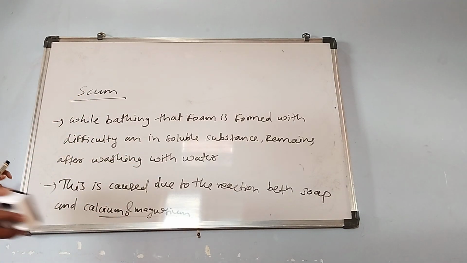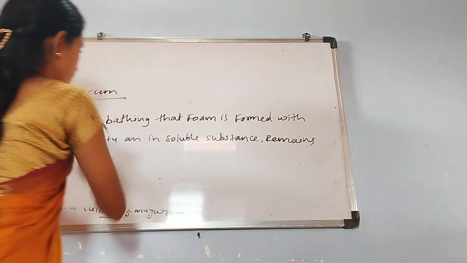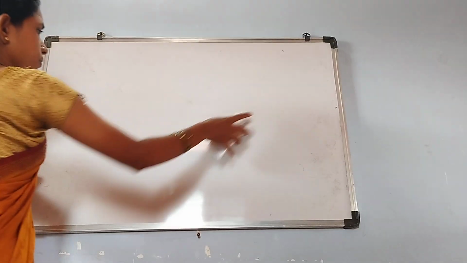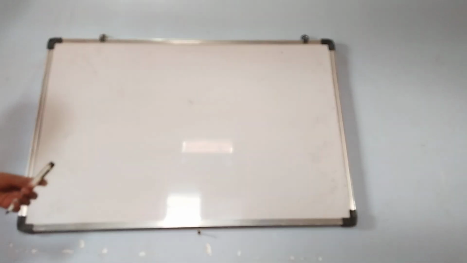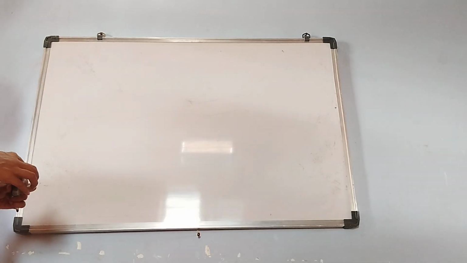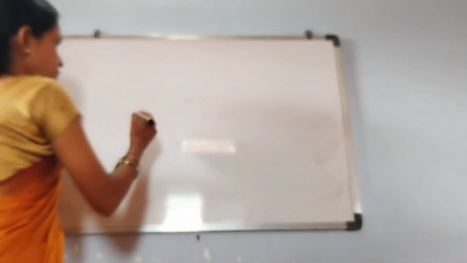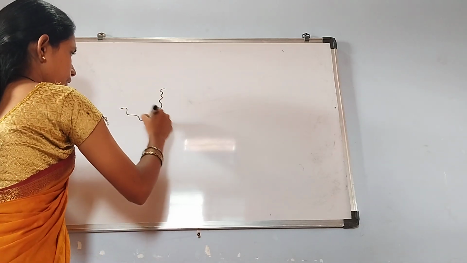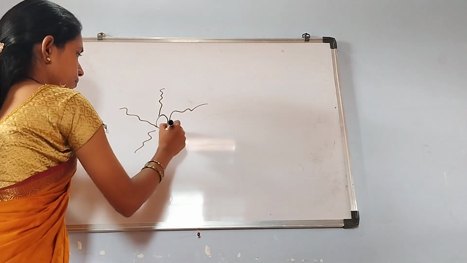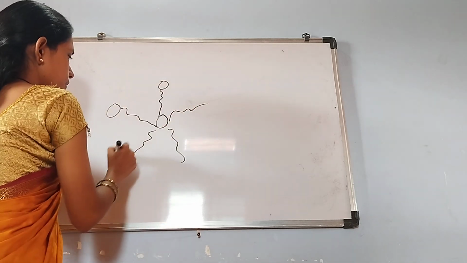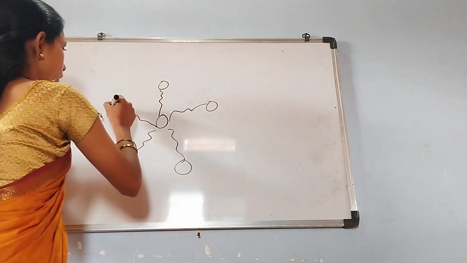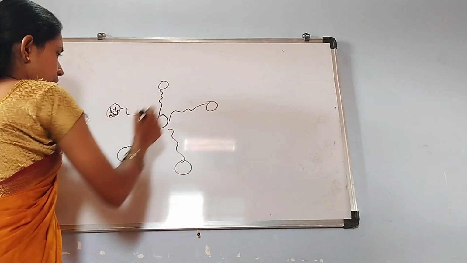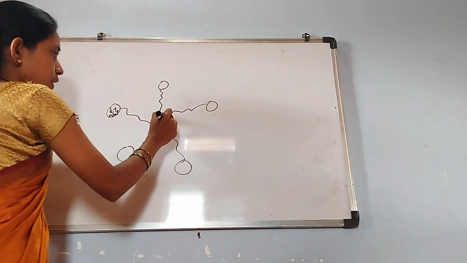Next we'll discuss micelle formation. What is meant by micelle formation? We already discussed the soap and its cleansing action, so it works through micelle formation. Now this is the dirt, the oily part, and the hydrophobic part will attract it towards itself. These are the hydrophilic part, the ionic part also we can call it. So these are the ionic part and this is the hydrophobic part.